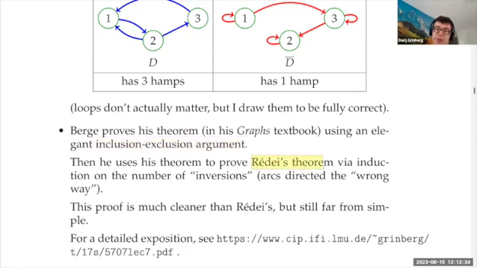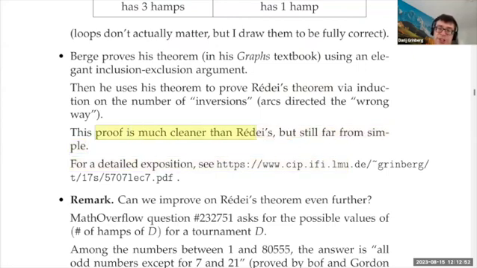And then he uses this Berge theorem to prove Redei's theorem by induction on the number of inversions. So what is an inversion? Well, basically, you begin with a tournament where every arc goes upwards, and then you start flipping those arcs to go wherever you want. So it's a much nicer proof. It's made it into several textbooks, but it's still not very simple.